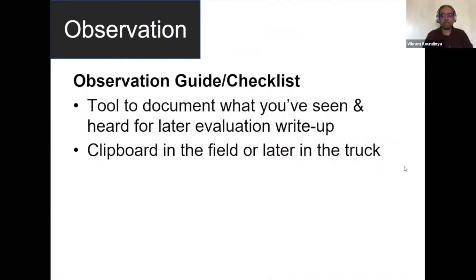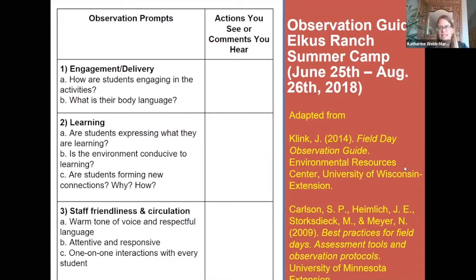And then the next one, an important tool to have while observing things is to have an observation guide or a checklist. We'll see an example after this. This is a tool to document what you are observing or hearing for later evaluation, write-up, or data analysis. A clipboard in the field or later in the truck, you can do it anywhere.